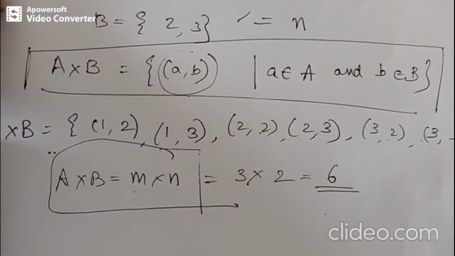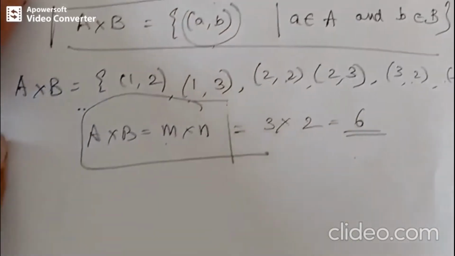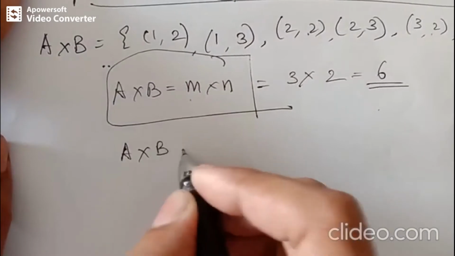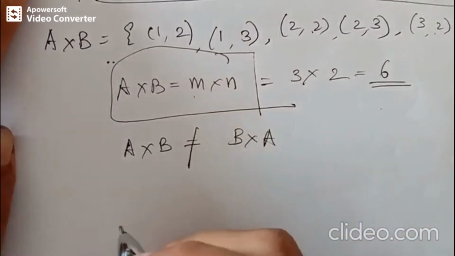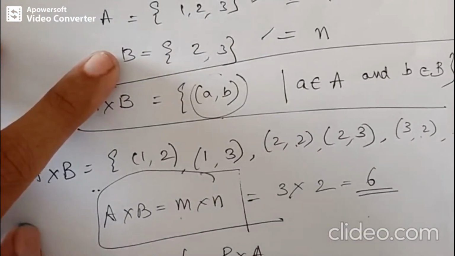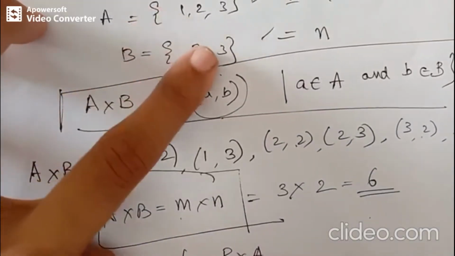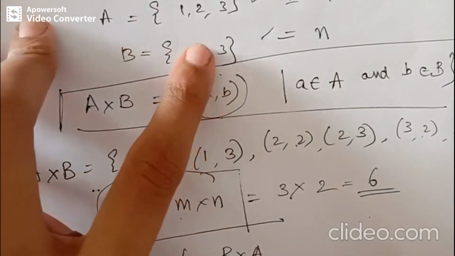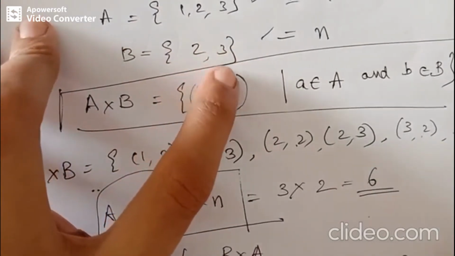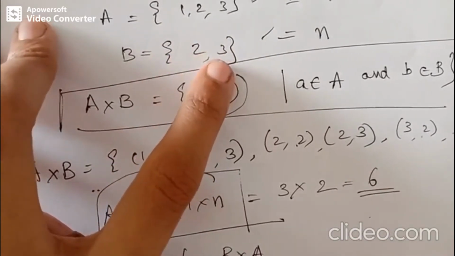So the Cartesian product of two sets, denoted by A cross B, is a set of all ordered pairs (a, b), where a is in the first set and the second element pertains to the second set. And we also know that A cross B is not equivalent to B cross A. Why? Let's find B cross A from these sets. What is B cross A? It can be written as (2, 1), then (2, 2), (2, 3), (3, 1), (3, 2), (3, 3).